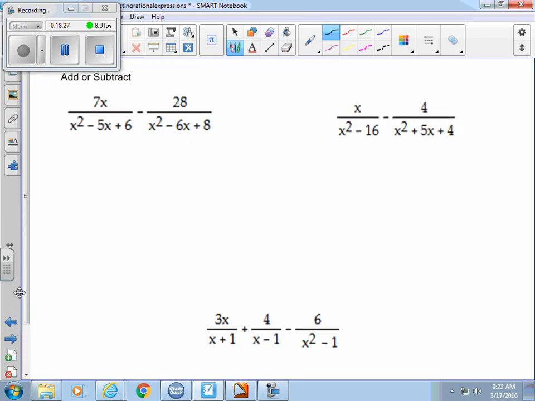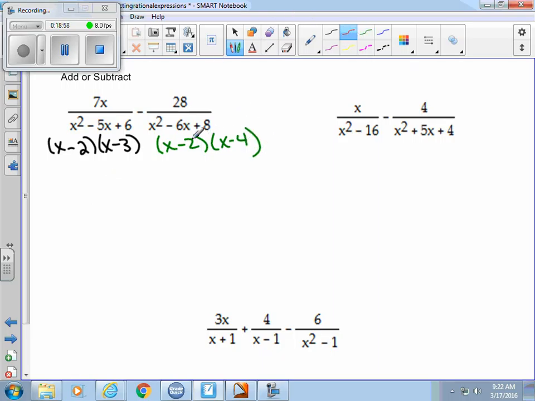Okay, let's look at this one. What do I need to do first? Factor. What are the factors of 6 that add to give you 5? Good. x minus 2, x minus 3. And then what are the factors of 8 that add to give you 6? Good. x minus 2, x minus 4.